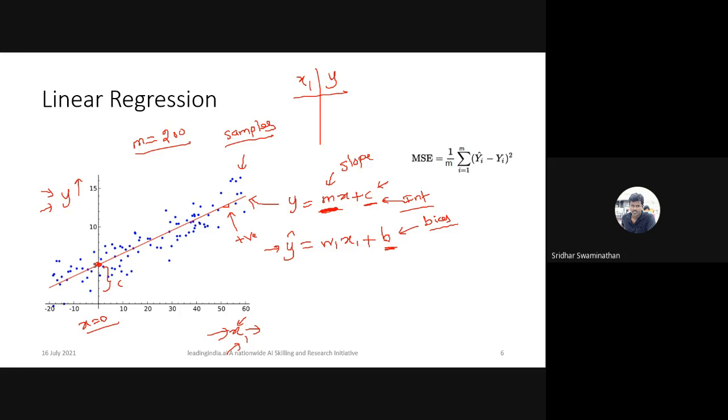Now this model is actually called a linear regression model. I have a question now. Is it possible to fit this data with a simple model like y cap is equal to w1 x1?